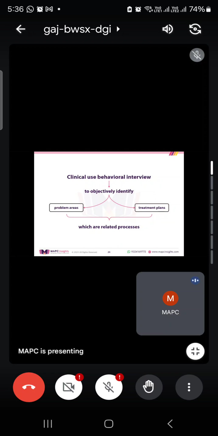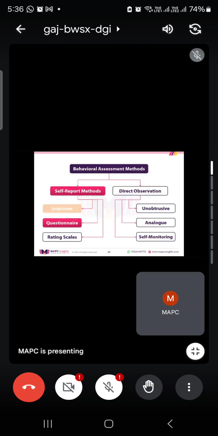Clinical psychologists use behavioral interviews to objectively identify the problem areas and treatment plans. So, problem area, assessment, and treatment planning. Both are obviously related. Based on the assessment, treatment will be there. That's what we discussed about the interview, and the next one is the questionnaire.